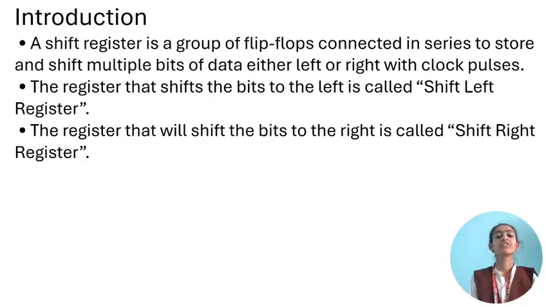Introduction. A shift register is a group of flip-flops connected in series to store and shift multiple bits of data either left or right with clock pulses. The register that shifts the bits to the left is called shift left register. The register that will shift the bits to the right is called shift right register.